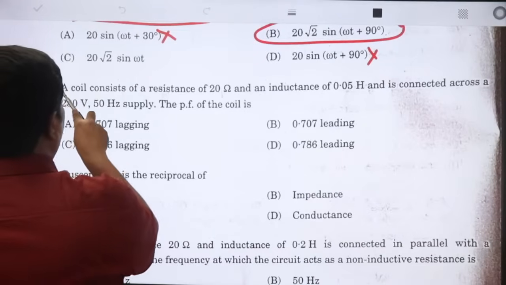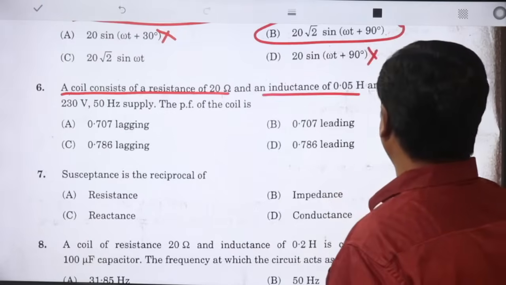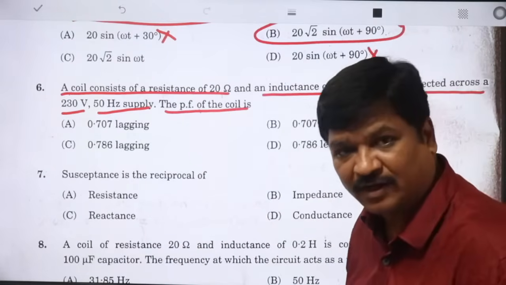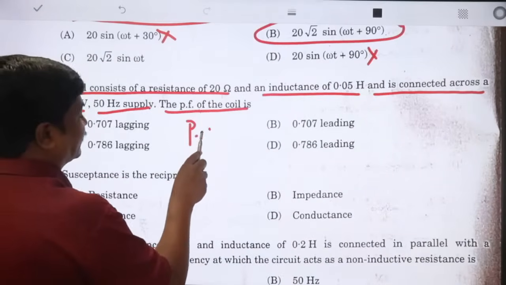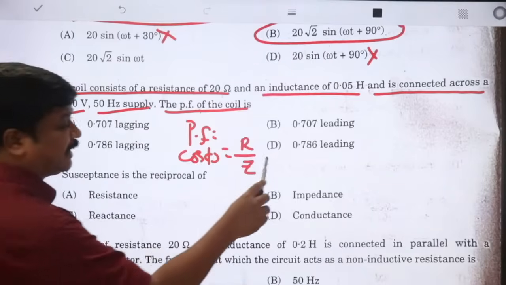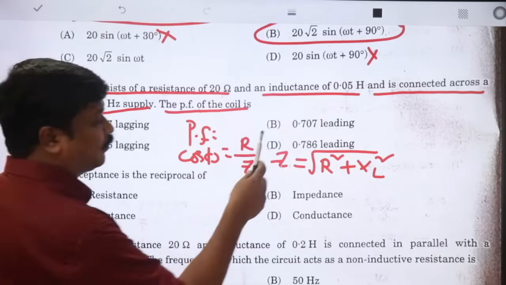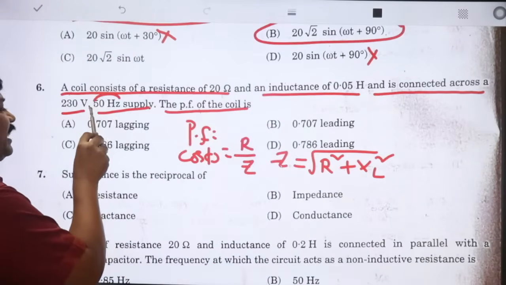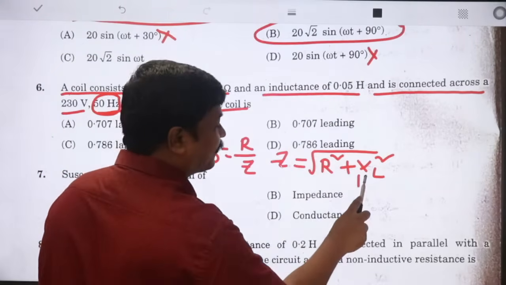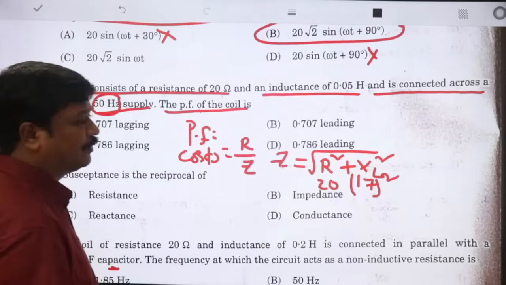See here. This is the question. A coil consisting of a resistance of 20 ohms and inductance of 0.05 Henry is connected across a 230 volts 50 hertz supply. The power factor of the coil is. What is the formula for power factor? Power factor cos phi is equal to R by Z. This is a simple formula. What is Z, sir? Z is equal to root of R square plus XL square. Very simple. What is XL? Omega L whole square. Omega is how much? Whenever frequency is 50 hertz, omega is 314. Omega 314 into 0.05 Henries becomes approximately 17. 17 square. And R is 20 ohms.